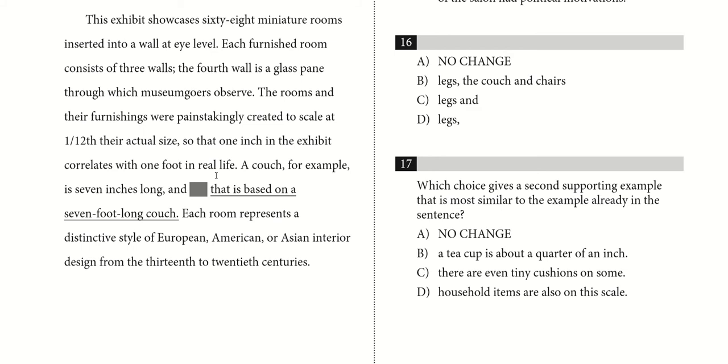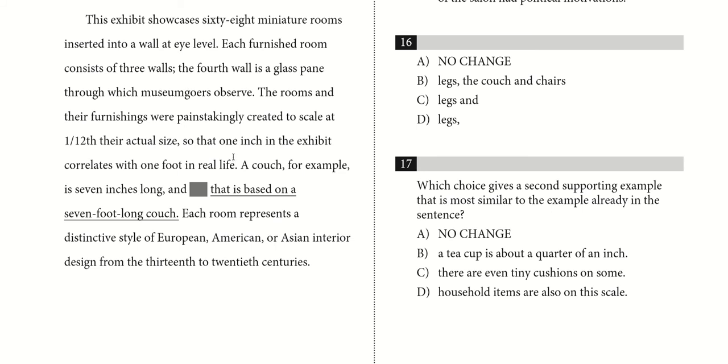This is our example. And then the underlined section is, and that is based on a 7-foot long couch. So to make sense of this one, you have to read a little bit more context. So what is it talking about? Let's read before. It says, the rooms and their furnishings were painstakingly created at a scale of 1/12 their actual size, so that 1 inch in the exhibit correlates to 1 foot in real life.